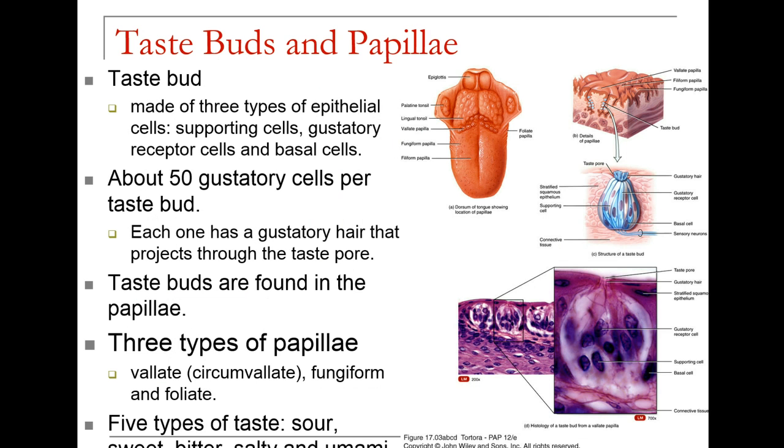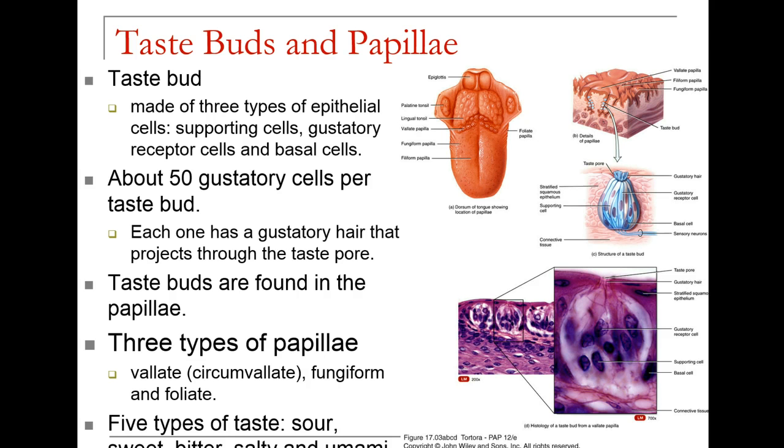All right, and then we have our taste buds and the taste papillae. The papillae are little projections that go deep into the tongue, and the taste buds are going to be found associated with those lingual papillae. So taste buds are a little bit like the olfactory epithelium.